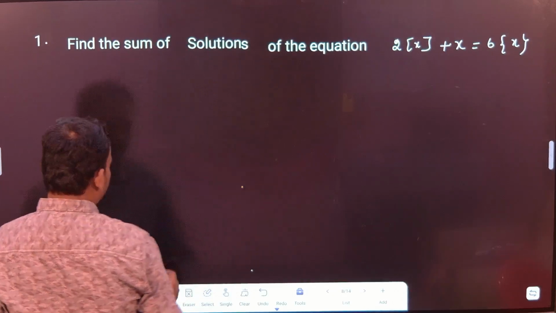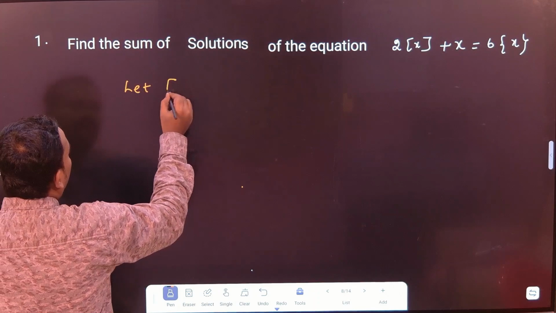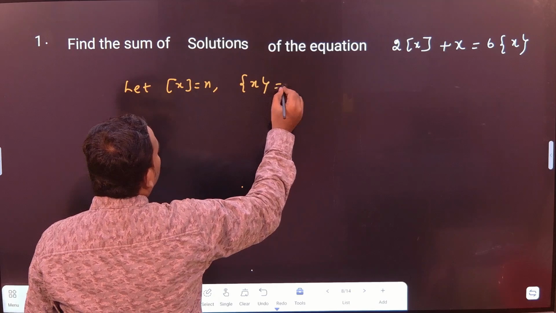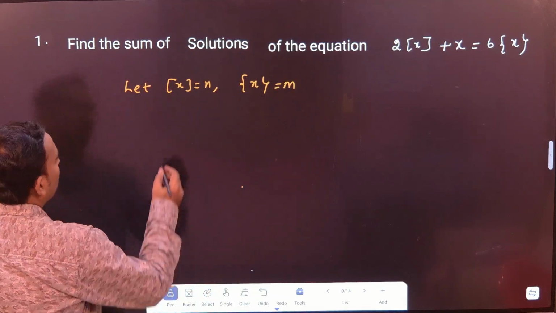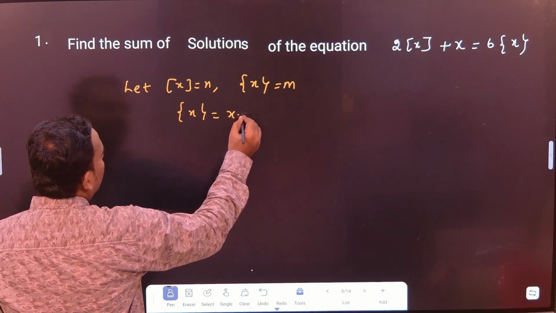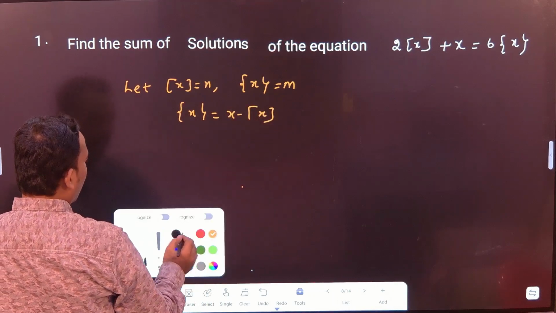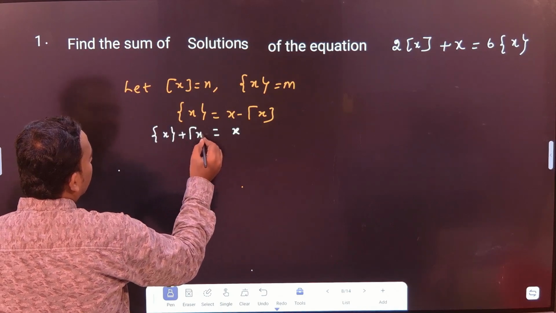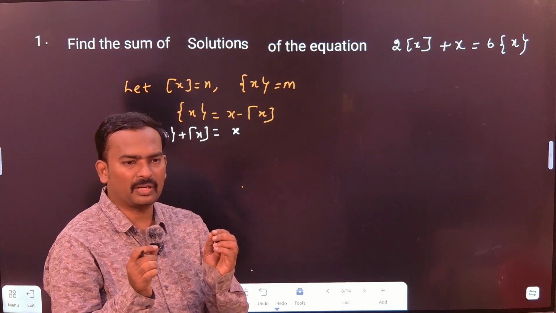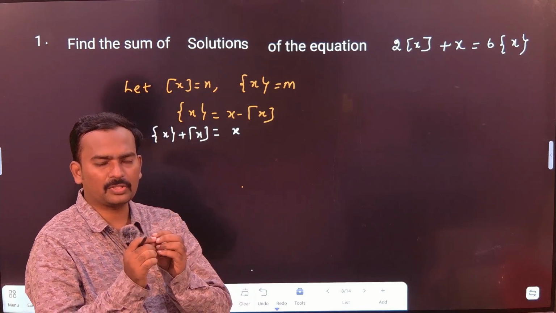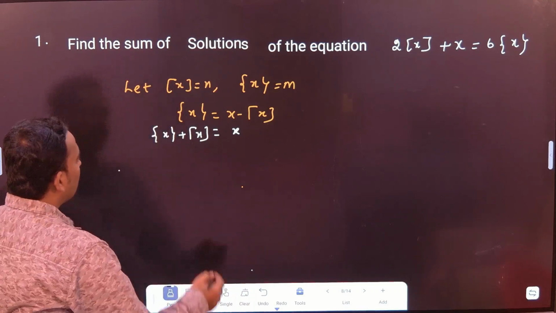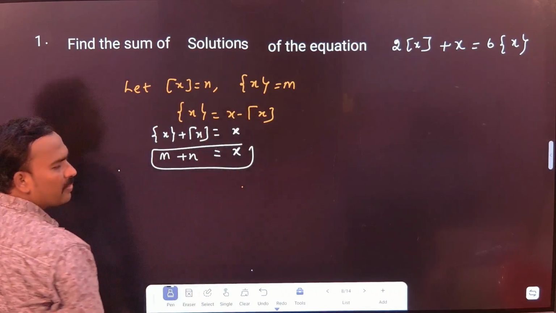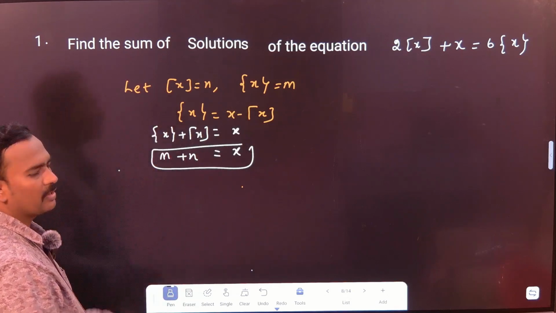Let the greatest integer function be n, and the fractional part function be m. You know that the fractional part function definition is x minus the greatest integer function. Clear? Then any real number can be written as the sum of the fractional part function and the greatest integer function. That means x can be written in the form m plus n, because I am considering the fractional part as m and the greatest integer function as n.